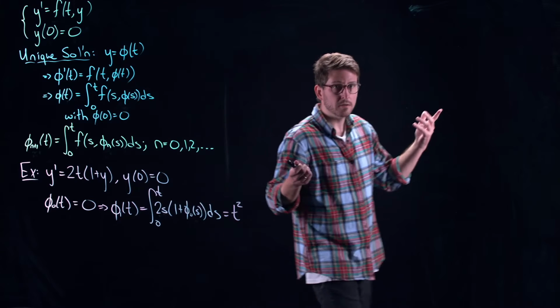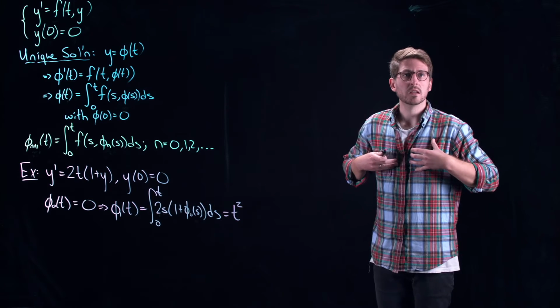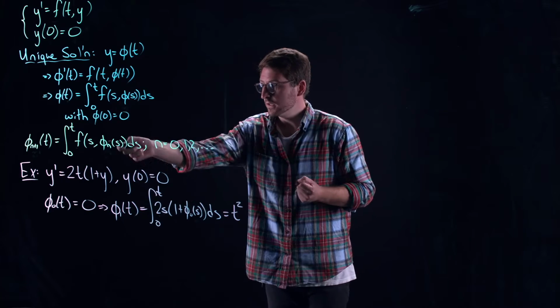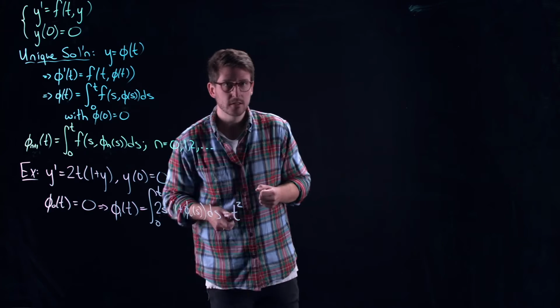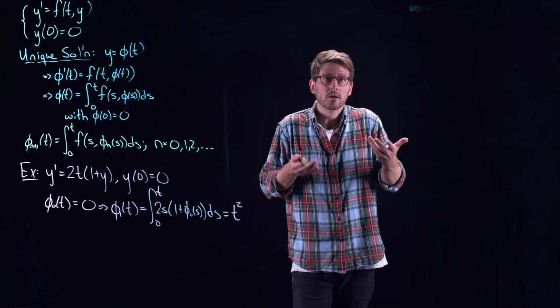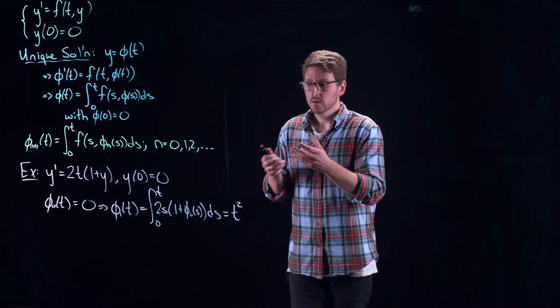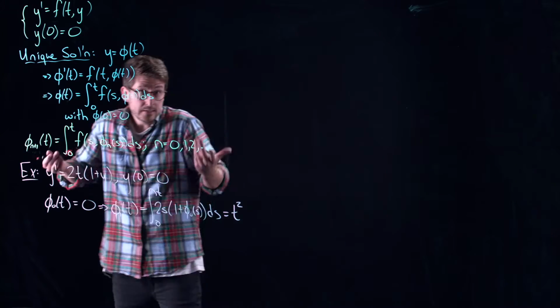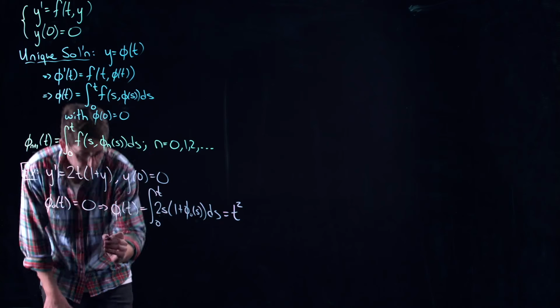Okay, so here's what happened. I guessed it was 0. And when I put 0 into this iterative procedure, I got out t squared. So I got a better update. Actually, it's closer to t squared. Okay, well then let's get a closer approximation.